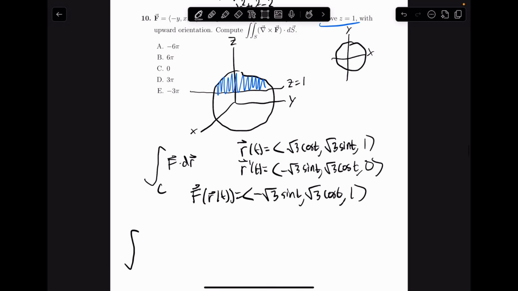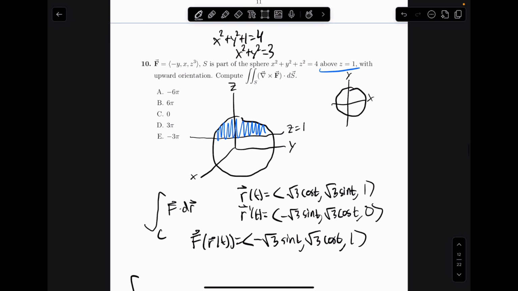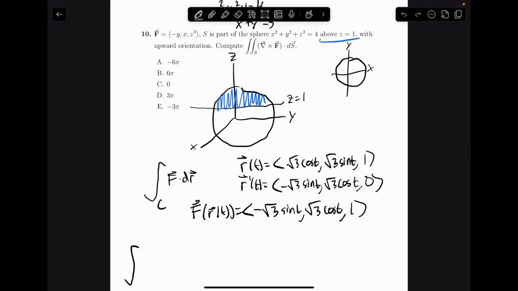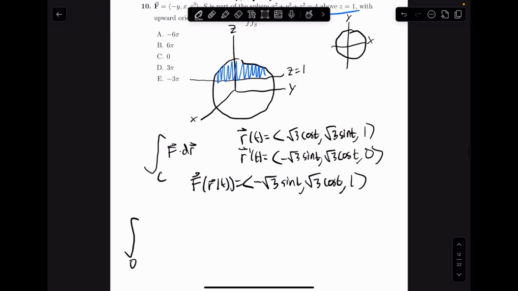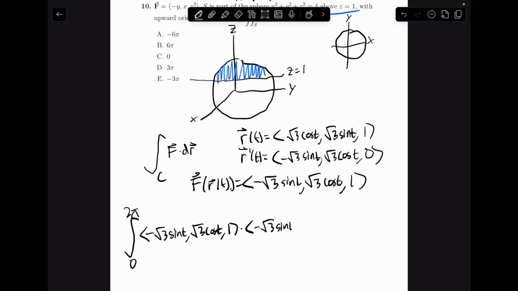So our integral is going to be from, well, we want to integrate this whole circle, and circles go from 0 to 2 pi, so that's going to be our bounds. 0 to 2 pi of f of r of t dot r prime of t dt. So we can write that as negative square root 3 sine t, square root 3 cos t, 1 dot r prime of t, which is negative square root 3 sine t, square root 3 cos t, and then 0. And then this is all dt.